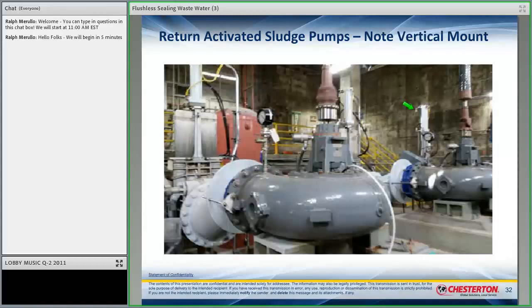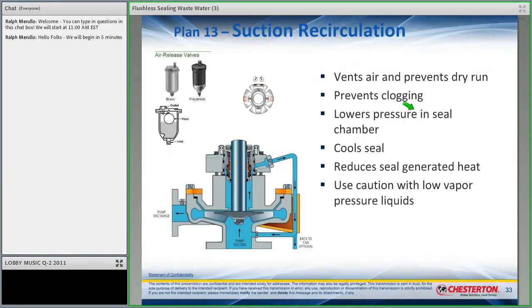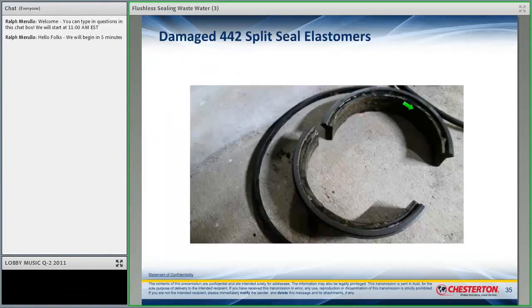So sometimes system issues are really the challenge. But in this case, the answer would be a start-stop flush, I call it. Now that is not a continuous flush. That is a start-stop situation to protect the seal.